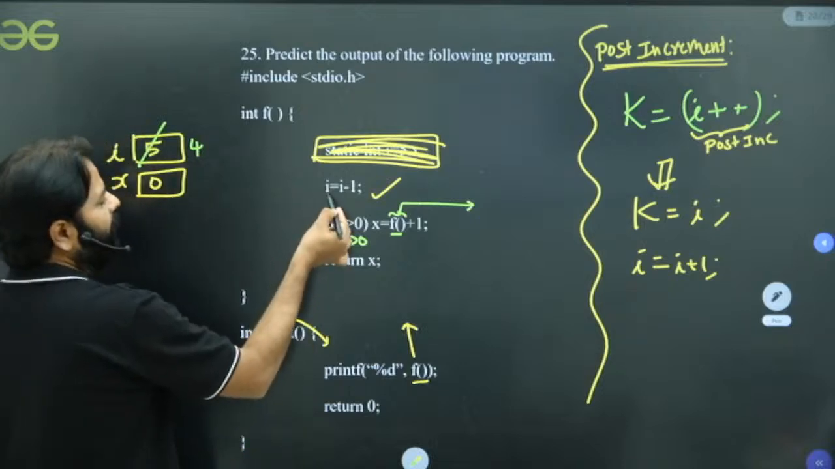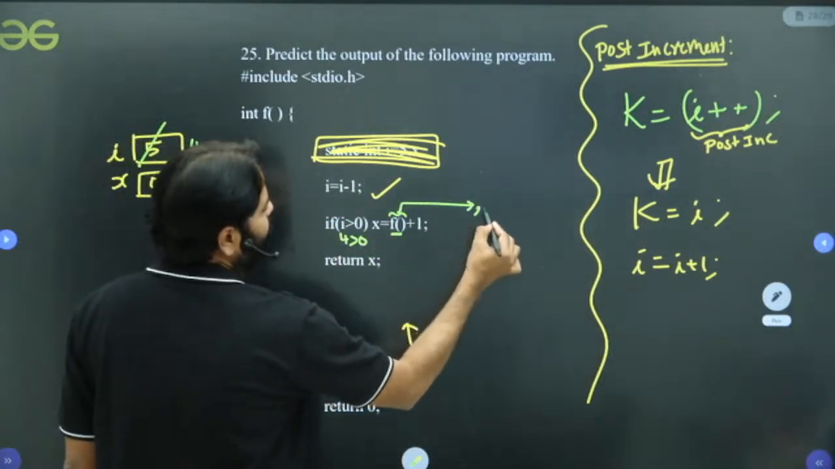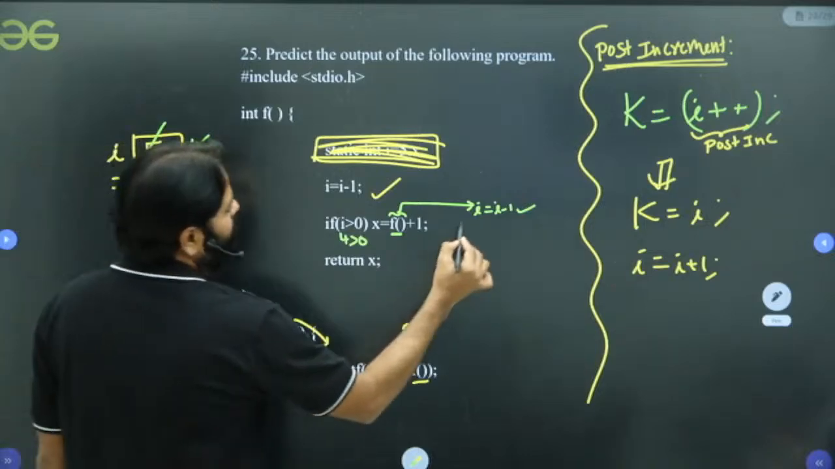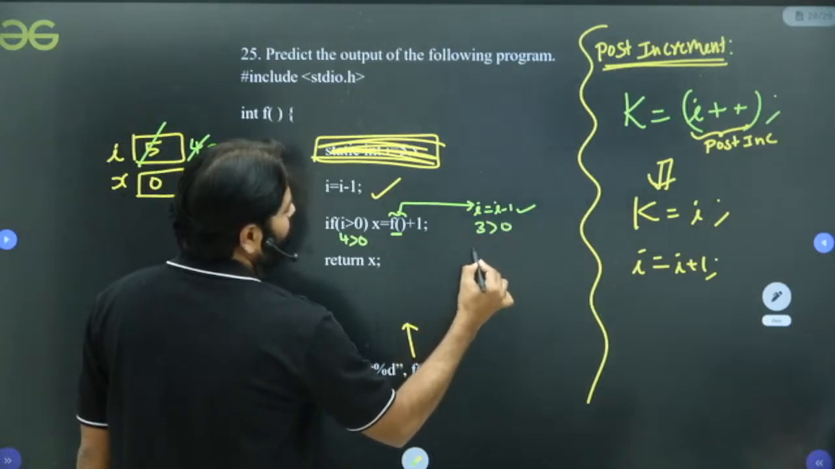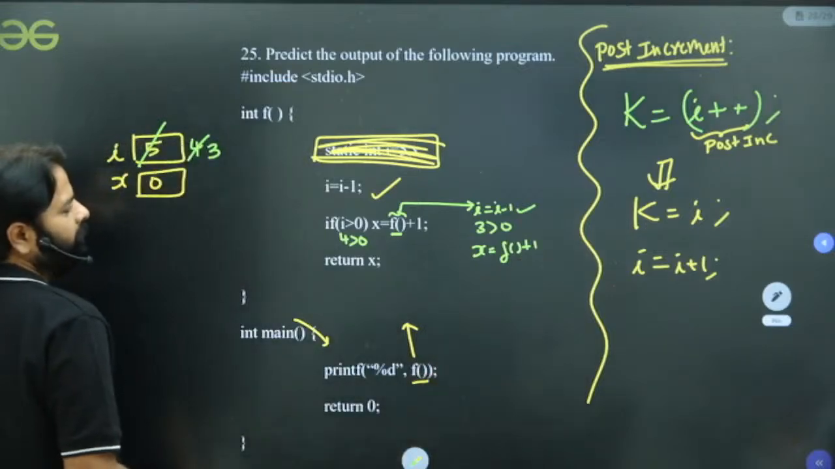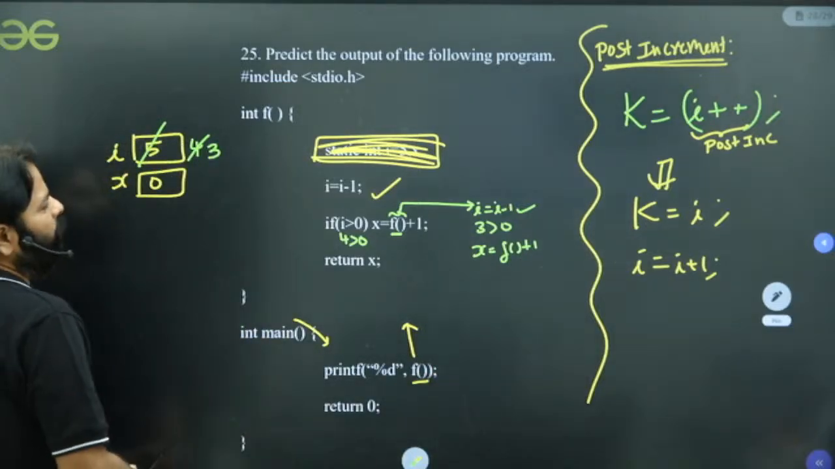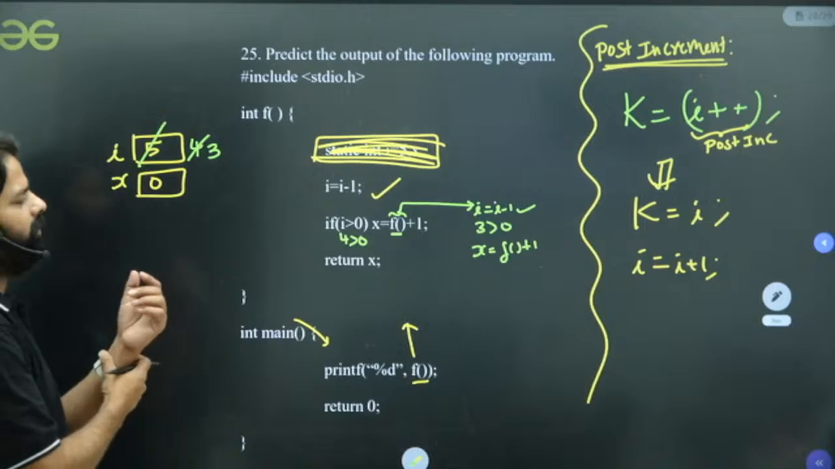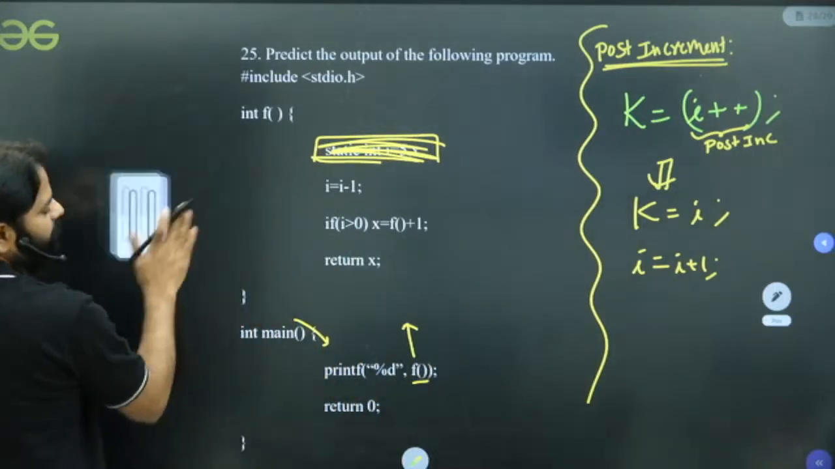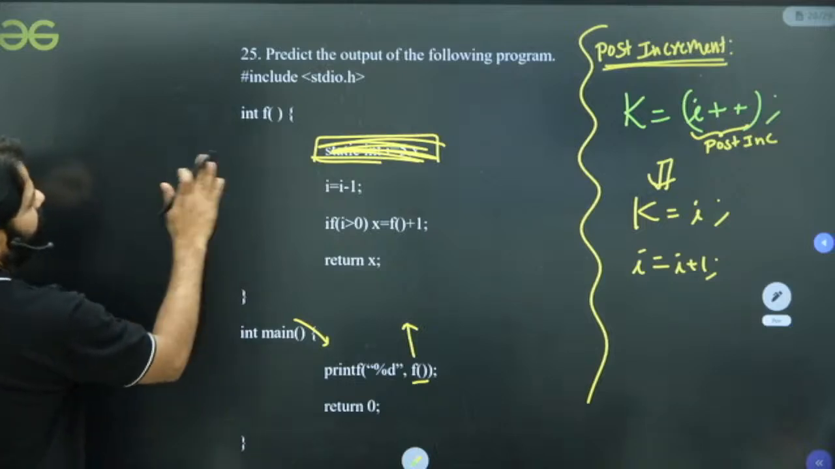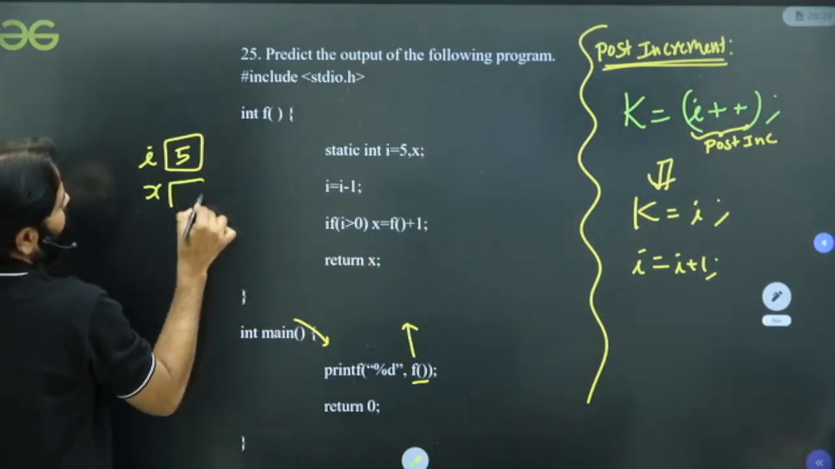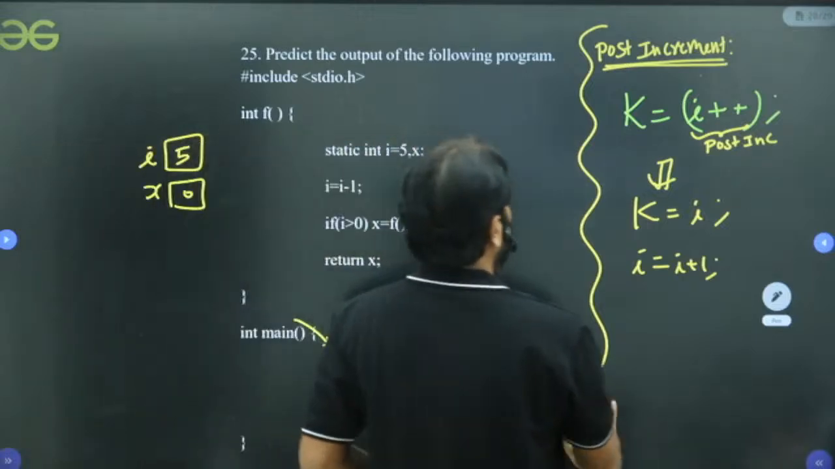It will call again, i = i - 1. That will be 3. 3 is greater than 0. Again x = f + 1. So you can go with the tree approach now, as you have a lot of calls. Have we done it? What is the answer you got? So can I delete this?